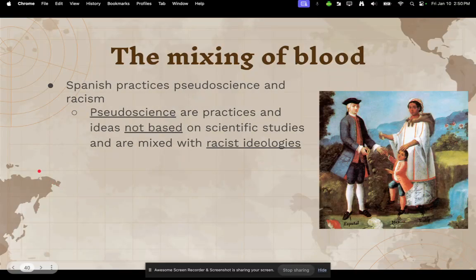So this is very important, and this will be important going on into the next few units as well. But the Spanish, as well as other European countries, and frankly, some countries around the world, practiced pseudoscience and racism. Pseudoscience are practices and ideas not based on scientific studies and are mixed with racist ideologies. Okay. I'm going to say that one more time because it's that important. Pseudoscience are practices and ideas not based on scientific studies and are mixed with racist ideologies.